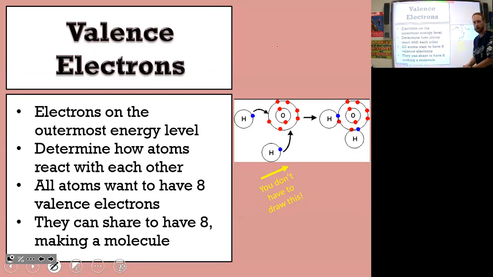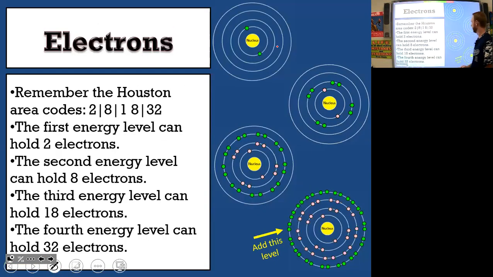So a couple subheadings left. This one is called valence electrons. Now, valence electrons are a special type of electron in the atom. They are on the outermost energy level. So if we go back to this slide here, if this was our atom here in the bottom right corner, these would all be considered valence electrons because they're on the outside ring.